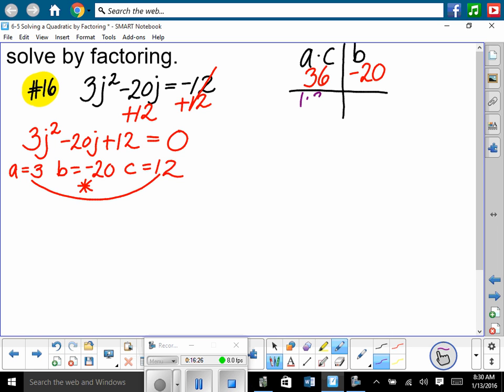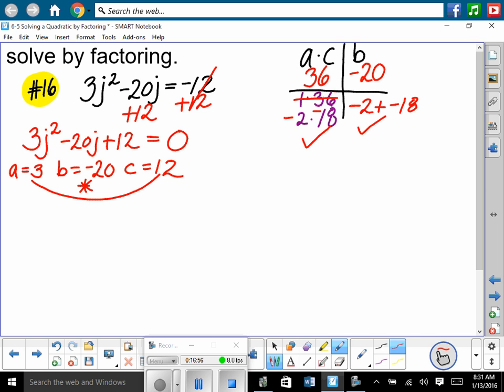1 times 36, 2 times 18. Let's look and see if either of those work. Could 1 and 36 add up to be negative 20? Could 2 and 18? Yes, but it needs to be negative 20, so they both have to be negative. Now check it. Is negative 2 times negative 18 positive 36? Yes. And then also negative 2 plus negative 18 is negative 20. So it works in both cases. So our factors are negative 2 and negative 18.